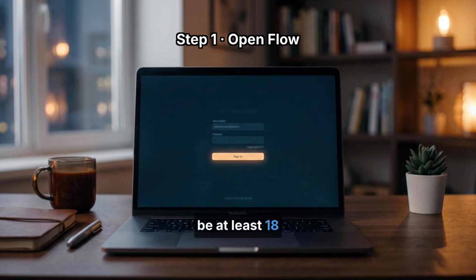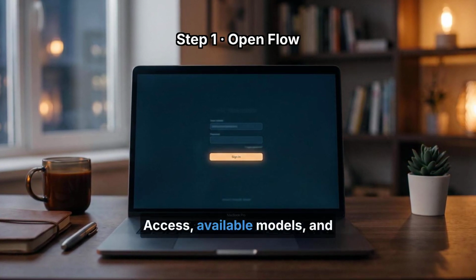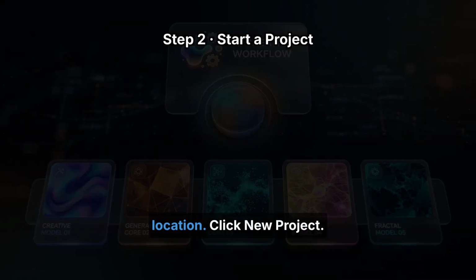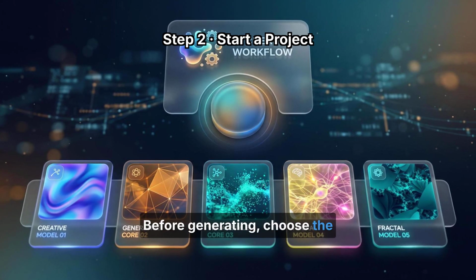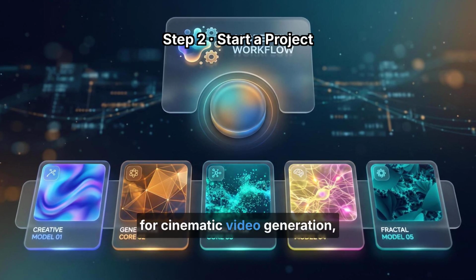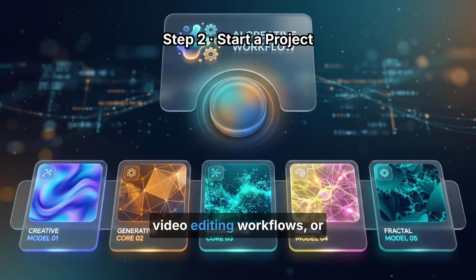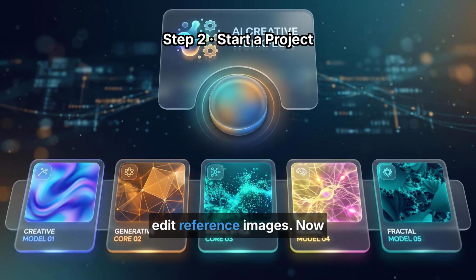You must be at least 18 with age verification completed. Access, available models, and AI credits may depend on your account and location. Click New Project. Before generating, choose the content type and model. Use a VO model for cinematic video generation, Gemini Omni Flash for supported video editing workflows, or Nano Banana to create and edit reference images.